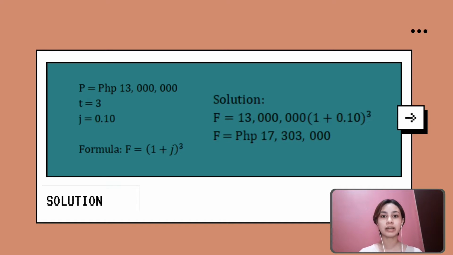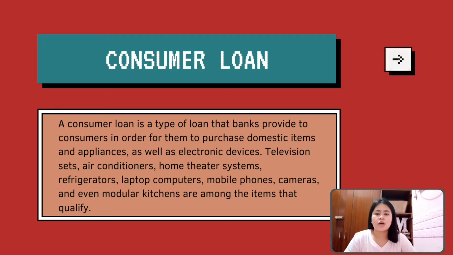First thing to get is the values to be used. The principal amount or P is 13 million, the term or T is 3, interest rate is 0.10. The formula to be used is F equals P times the quantity 1 plus J raised to T. Substituting the values to the given formula, we will have F equals 13,000,000 times the quantity of 1 plus 0.10 raised to 3. Calculating, the amount to be paid after 3 years will be 17,303,000.